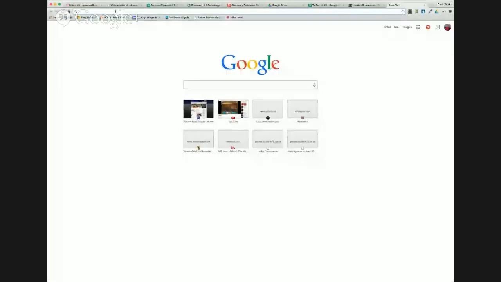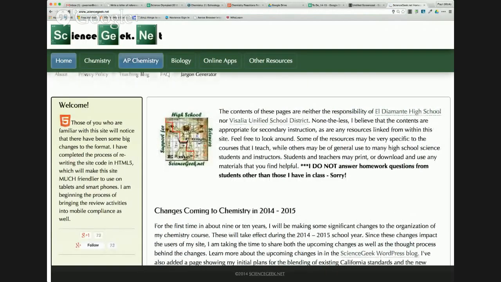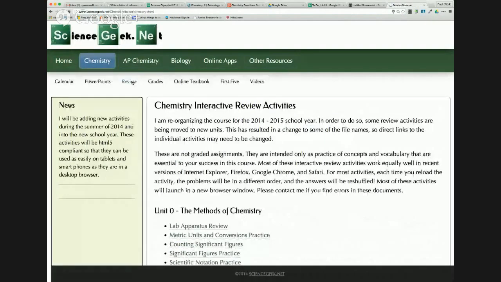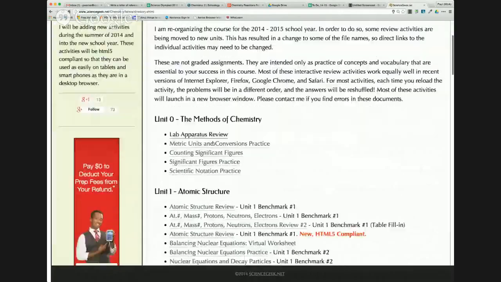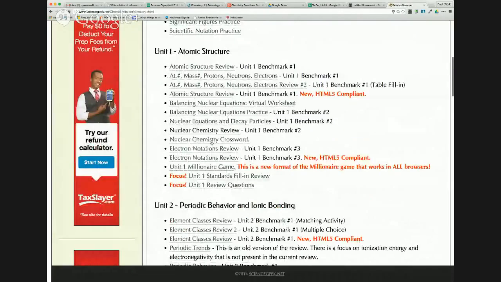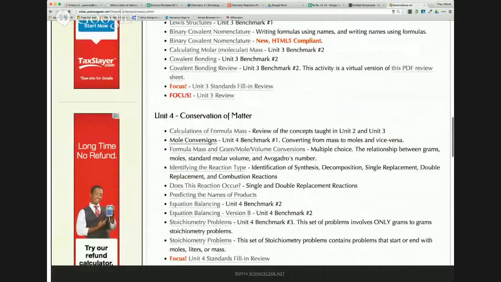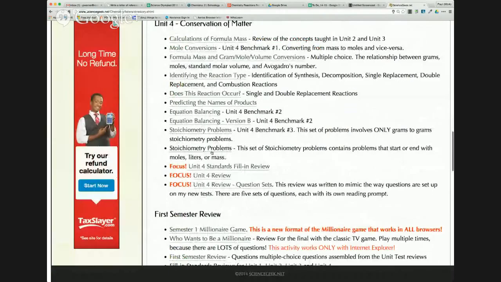I cannot emphasize this enough. You need to go to ScienceGeek.net. I typed it in my search bar. I go to ScienceGeek.net, click on chemistry, click on review, and here are a bunch of quizzes. I look for the things that are similar to what we're doing right now, and I keep going down. There's equation balancing, if you need to go back to that.